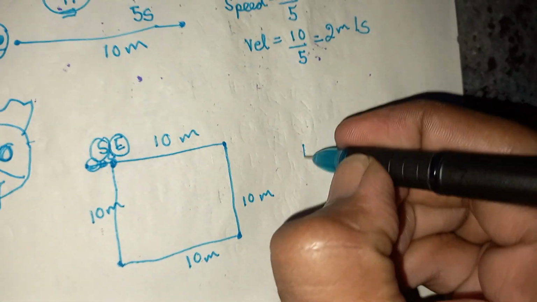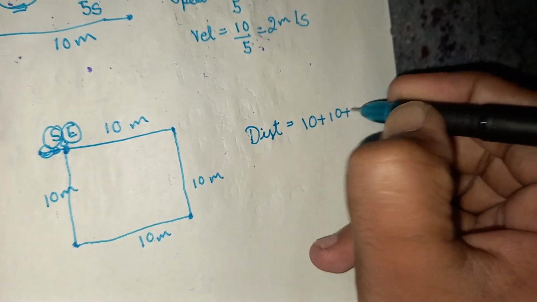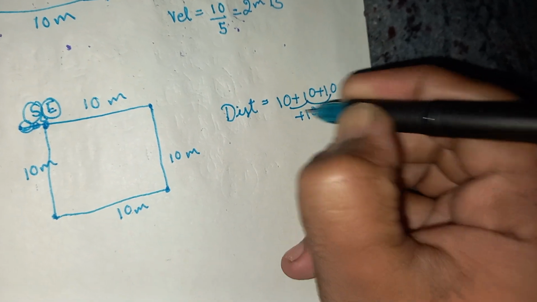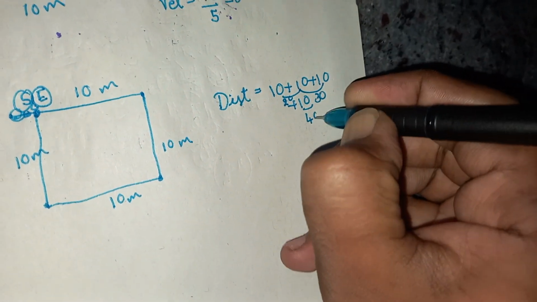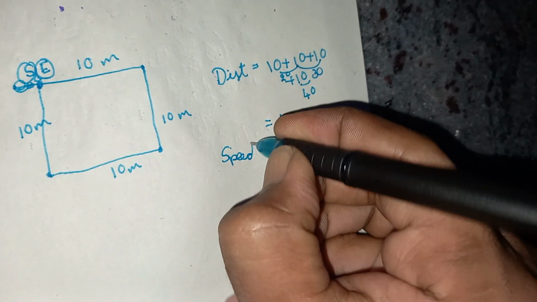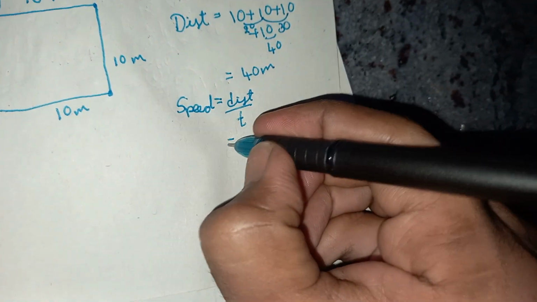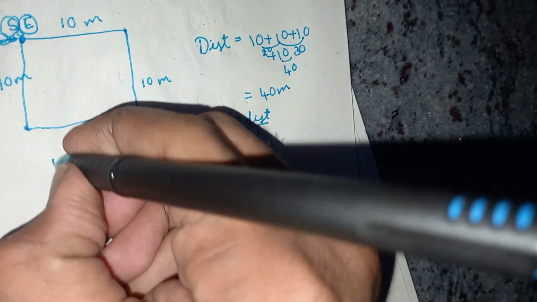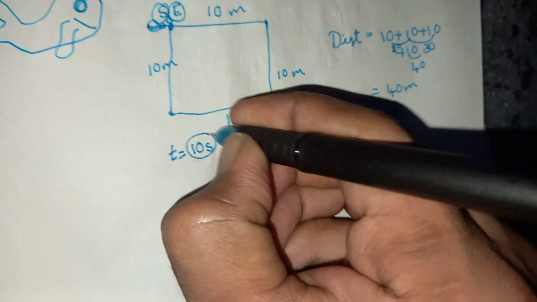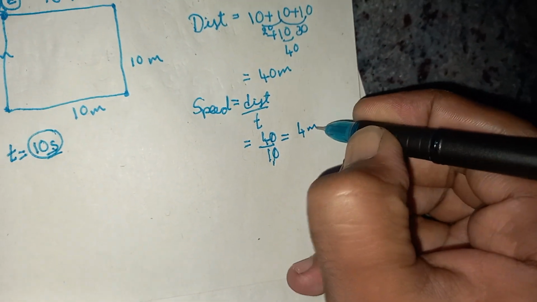Now we can calculate speed. First take out the distance, equal to 10 plus 10 plus 10 plus 10. Which is 10 plus 10 is 20, 20 plus 10 is 30, 30 plus 10 is 40, which is equal to 40 meters. Speed is equal to distance by time, so it is 40 meters. It covered all of this in just 10 seconds, which you can take as the time. So in 10 seconds it traveled this much, that is 40 by 10, the 0 cancels, 4 meters per second.